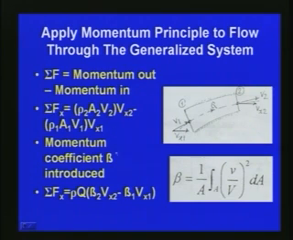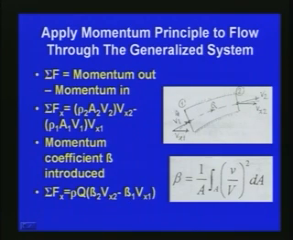Now, as we have seen, we have to apply the correction factor beta, so we use the momentum coefficient beta. Finally, the equation should be written like this: sigma Fx is equal to rho Q (beta 2 Vx2 minus beta 1 Vx1).